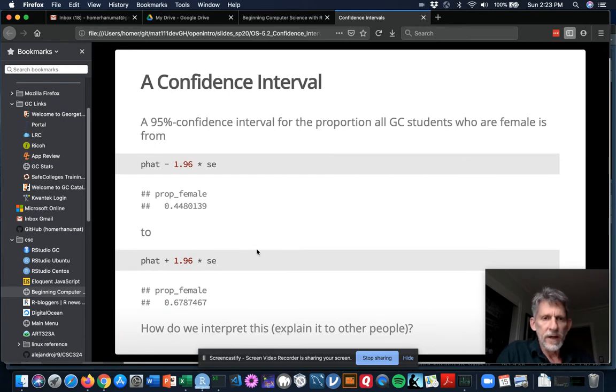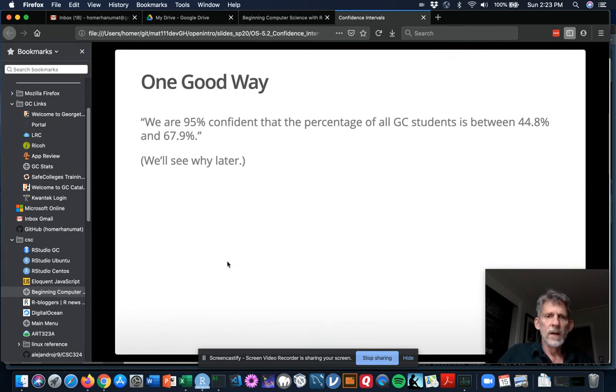So back to our 95% confidence interval for the proportion of all GC students who are female, which went from 0.44 to 0.67. How would we interpret this? How would we explain it to other people? Well, one really simple way is just to say to them, we're 95% confident that the percentage of all Georgetown College students who are female is between 44.8 and 67.9%. I left out "who are female" in this sentence, and I will fix that in the slides.